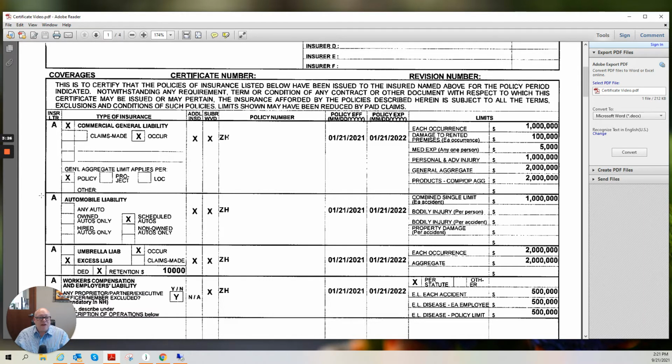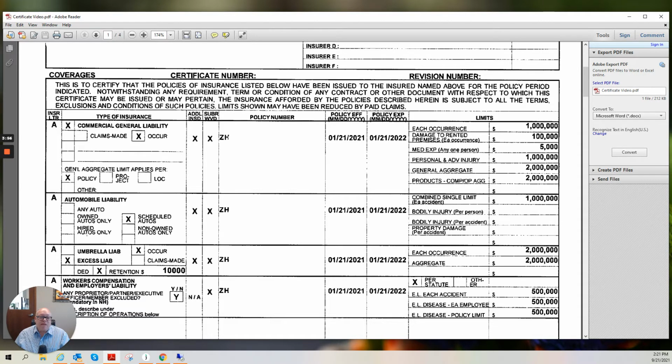The next area is automobile. Again, same insurance company. So you can have any auto, which is like a car dealership that puts a dealer plate on different cars. Or there's a number of different situations. Most commonly, we use scheduled auto. So the autos, we tell them that's on the list that's on the insurance policy. You can also have it as all owned autos. And very common also is hired and non-owned auto.